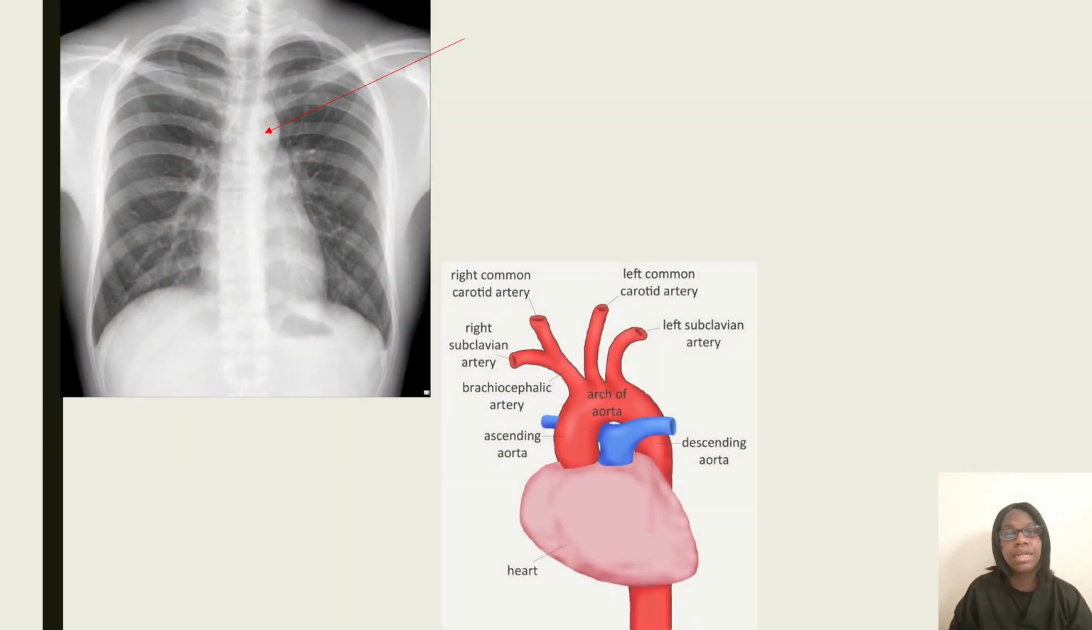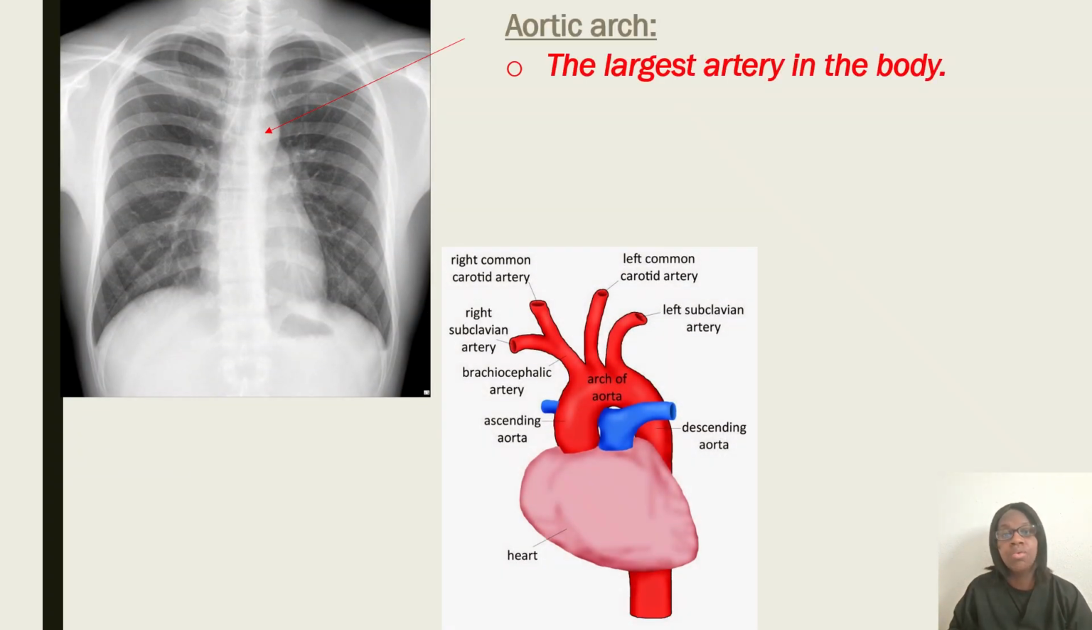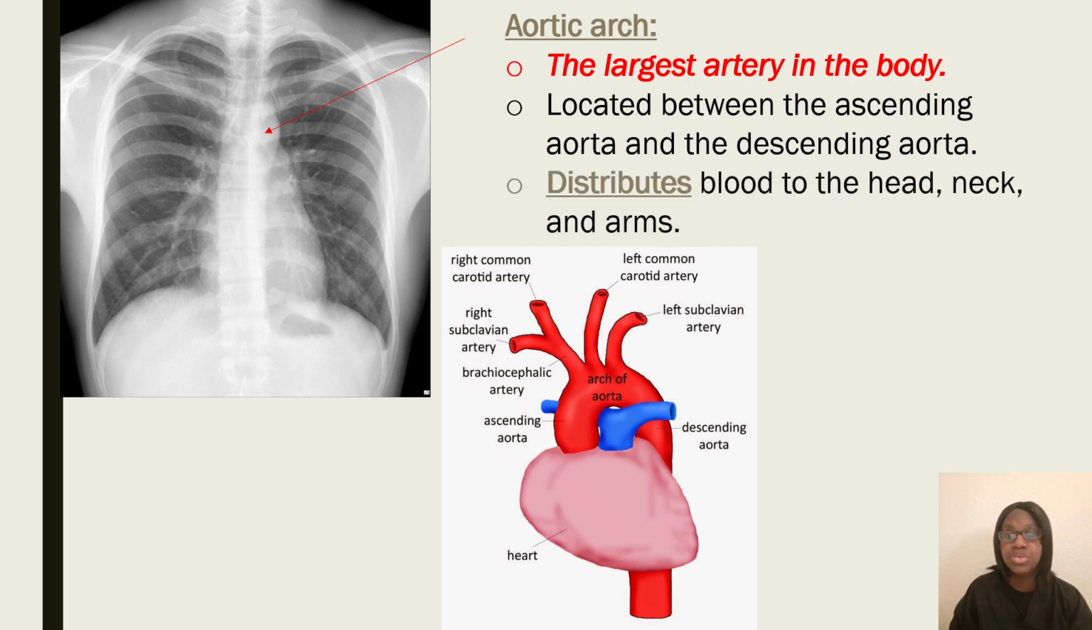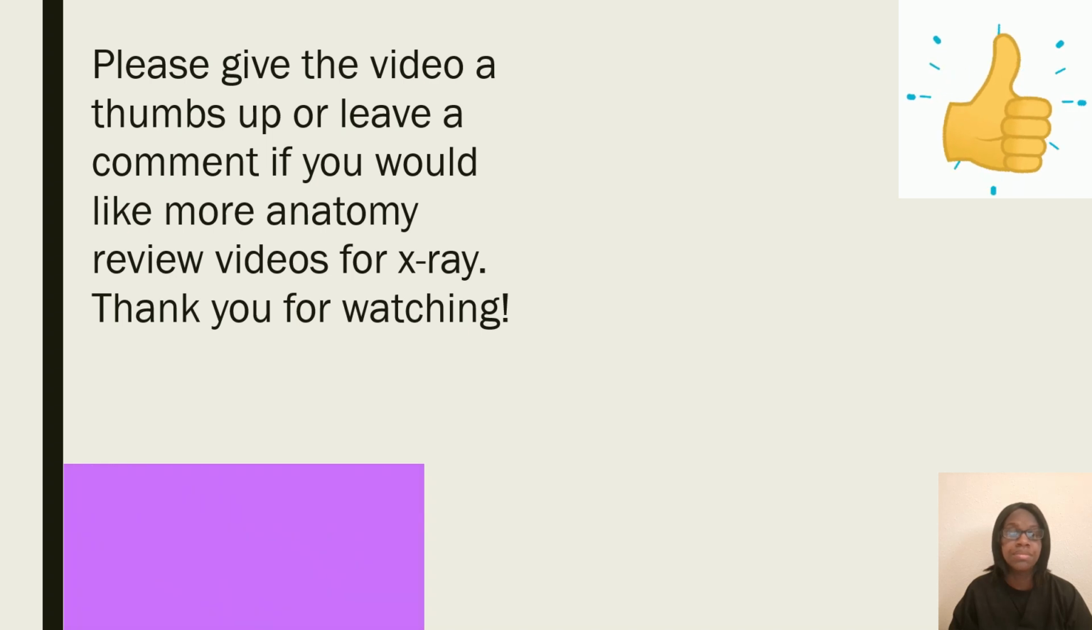Now we're going to talk about the aortic arch, which is the largest artery in the body, located between the ascending aorta and the descending aorta. It distributes blood to the head, neck, and arms.